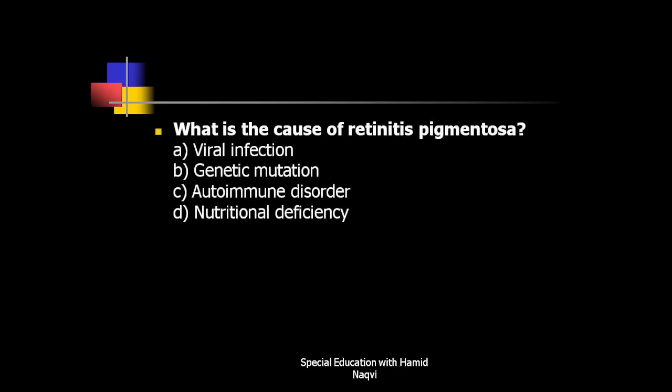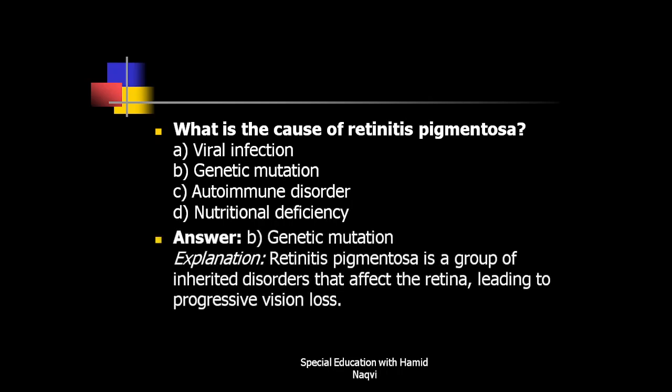First MCQ is what is the cause of retinitis pigmentosa? Viral infection, genetic mutation, autoimmune disorder, or nutritional deficiency? The answer is genetic mutation. Explanation we can give that retinitis pigmentosa is a group of inherited disorders that affect the retina, leading to progressive vision loss.